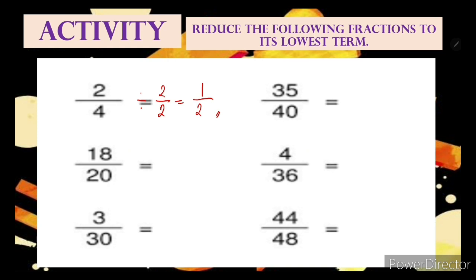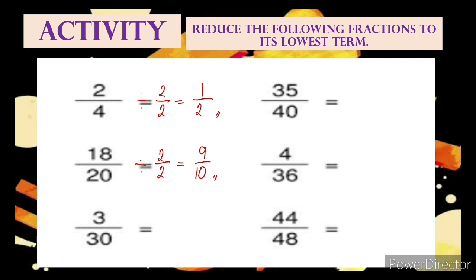How about 18 all over 20? The GCF of 18 all over 20 is 2. So, i-divide natin sila kay 2 all over 2. 18 divided by 2 is 9. 20 divided by 2 is 10. So, the lowest term of 18 all over 20 is 9/10.